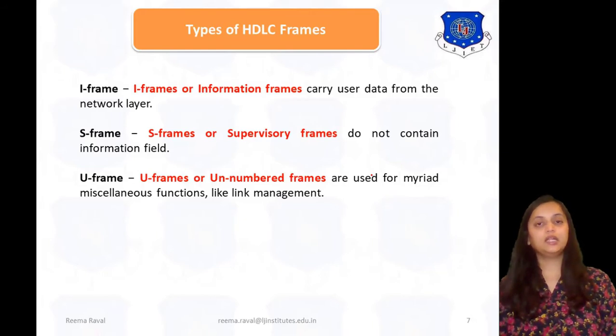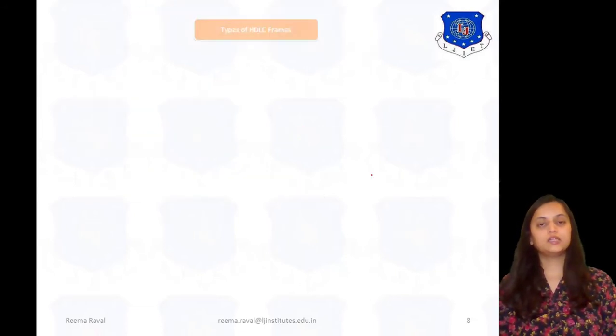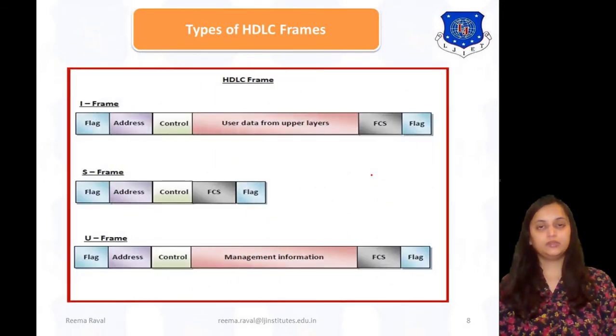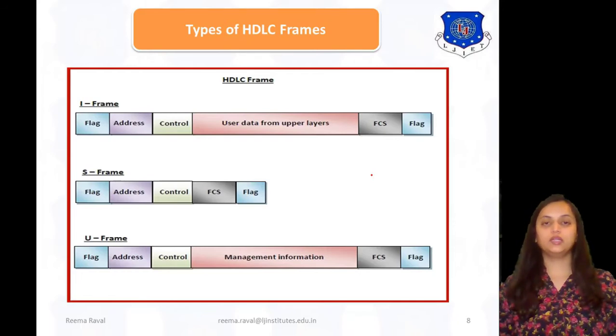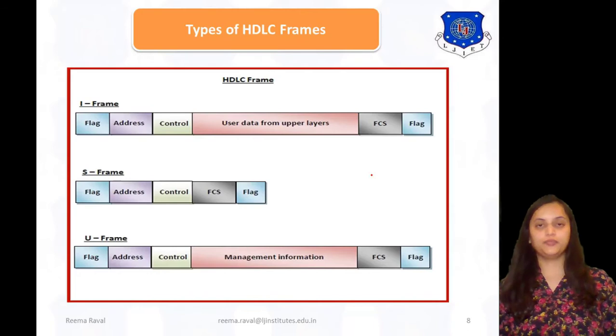It may contain an information field if required, and the first 2 bits of the control field of a U frame are 1, 1. Let us see the HDLC frame types. First one, as we have seen, is the I frame, the information frame, which has 6 fields, in which the first and last field is the flag field, second is the address field, the third is the control field, and the fourth one is user data for upper layers.